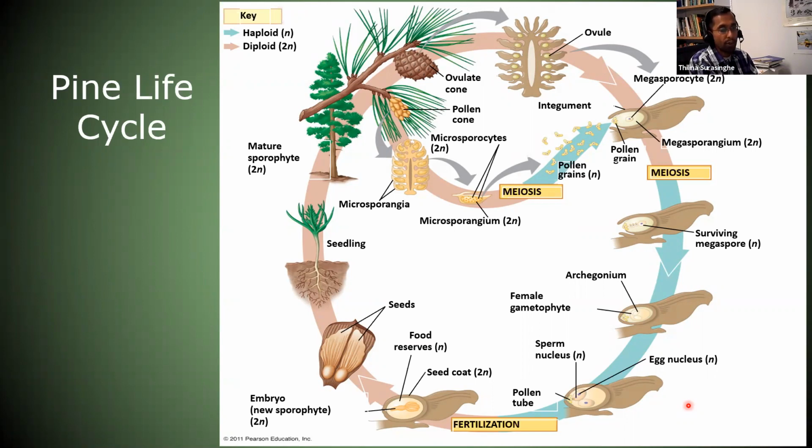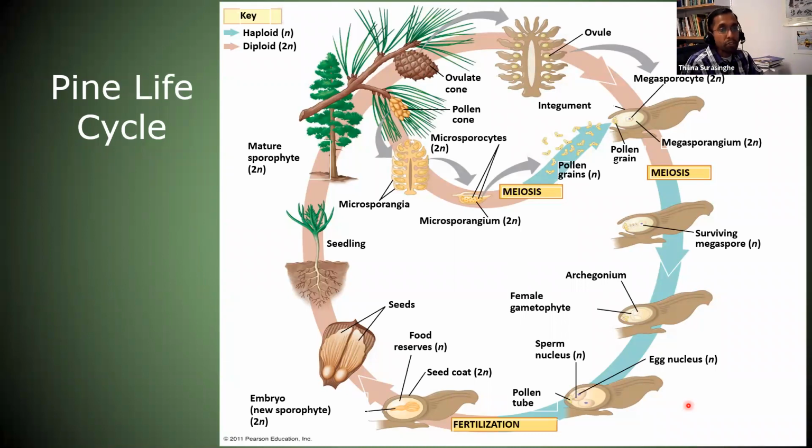Megaspore is haploid. Now fusion will make the zygote diploid, and the zygote will develop into an embryo. And then the ovule undergoes transformation and becomes a seed, and the seed will grow into a seedling, and the seedling's growth and maturation will continue for many years, producing a mature sporophyte. That's the completion of the life cycle.